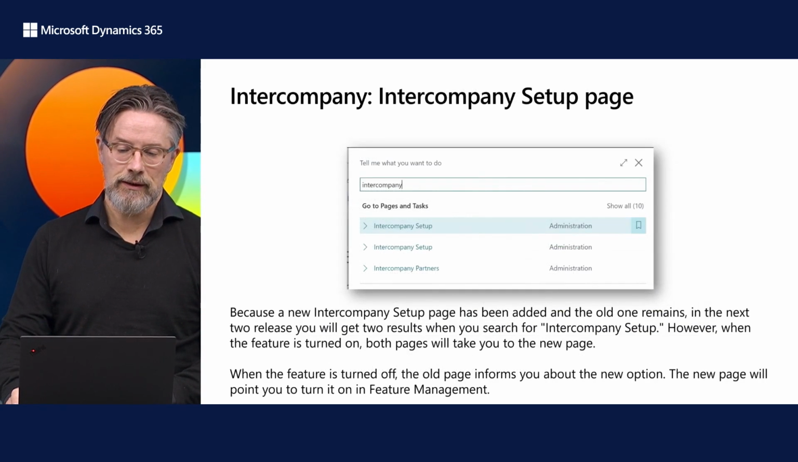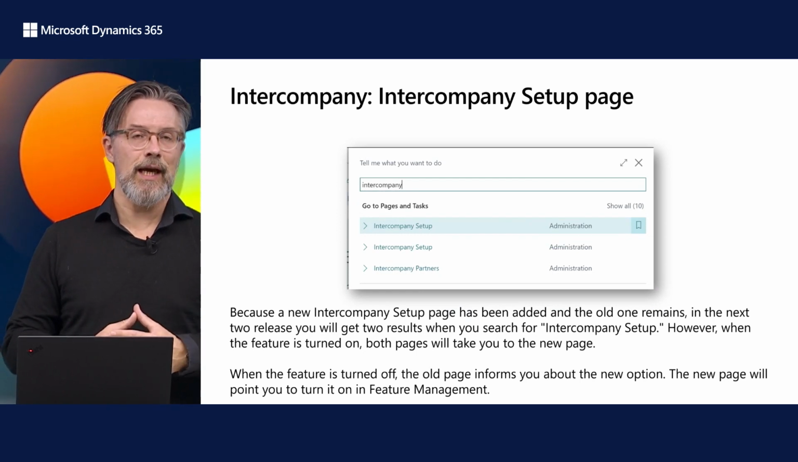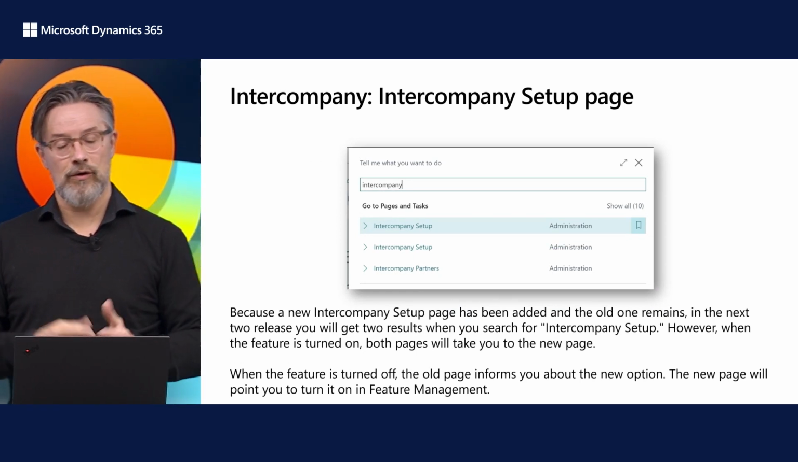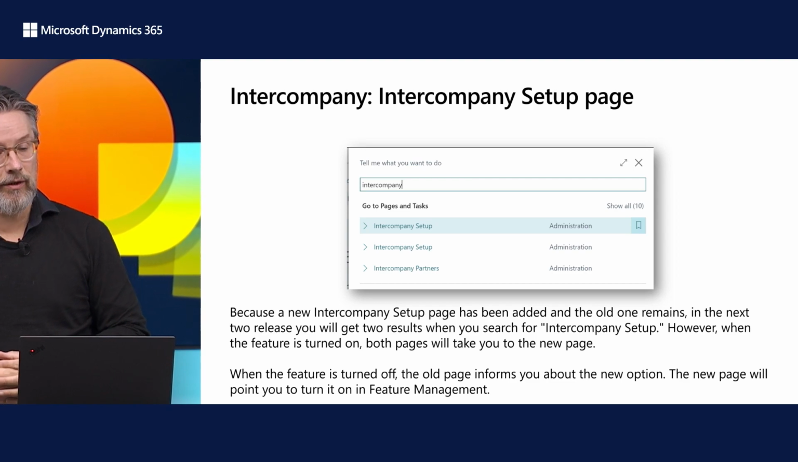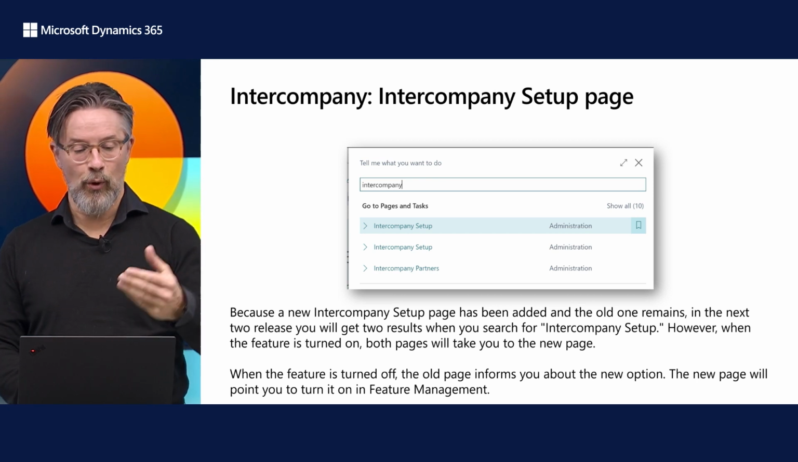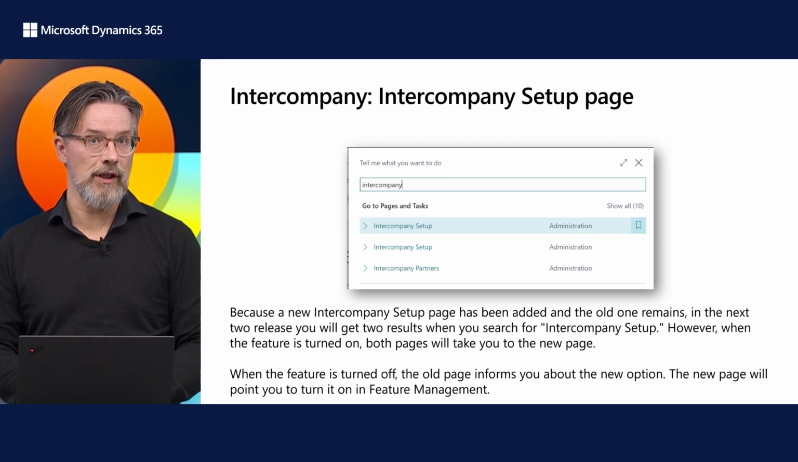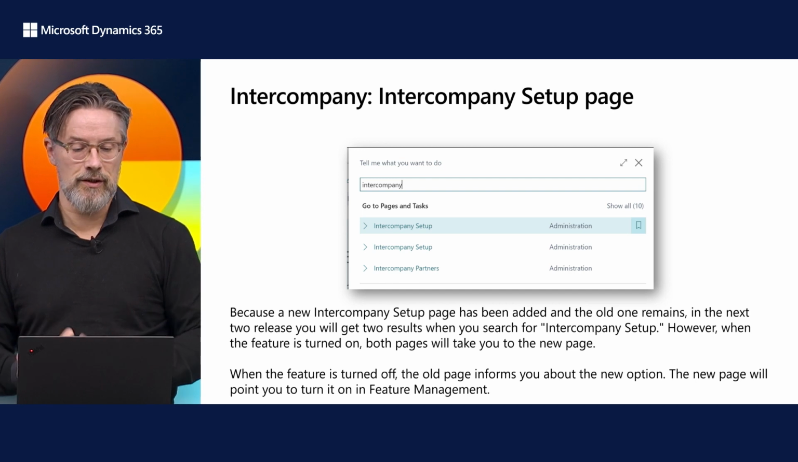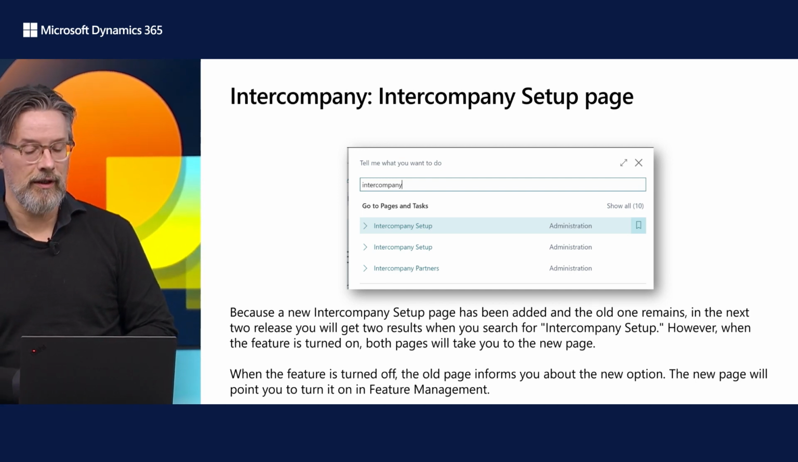The trick is we don't want to take out the old page yet. There will still be two releases where it's in the product. So when you search for intercompany setup, you will still see two pages. When you haven't turned on the new page, you'll get a pop-up that says this is not turned on. And when you have turned on the feature, both of these will take you to the new setup page. So it just looks odd, but everything is okay.